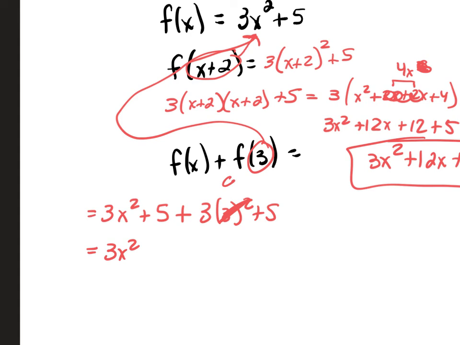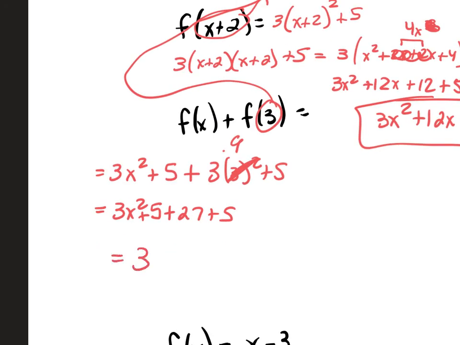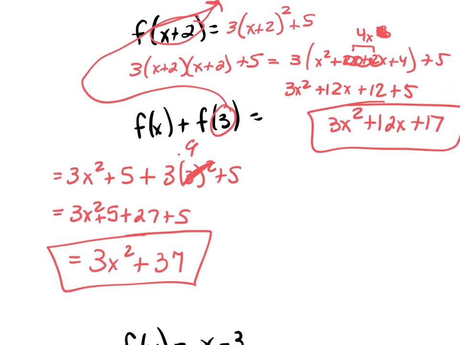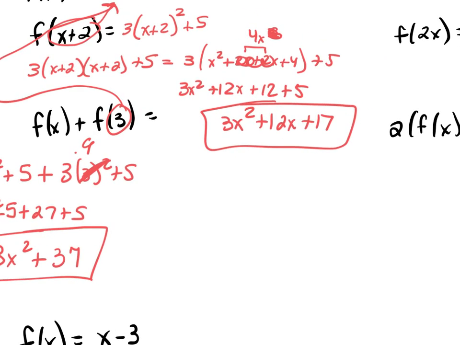3 squared is 9, and 9 times 3 is 27. So you have 5 plus 27 plus 5. This ends up being 3x squared plus what? 37. There you go. Just a funny way of saying, hey, combine like terms.